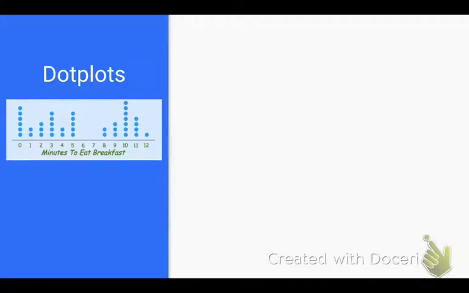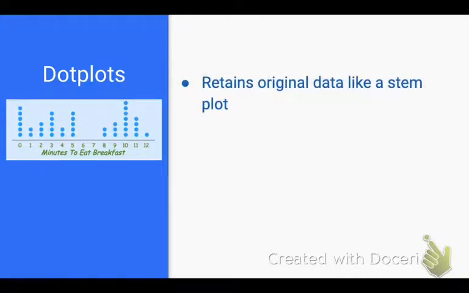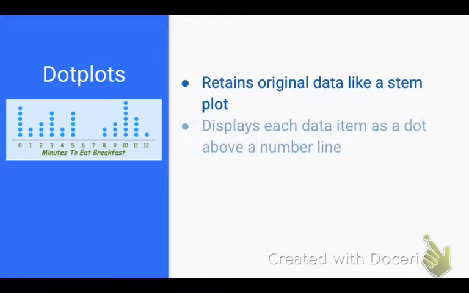The last one is a dot plot. So a dot plot is exactly what it says. We're going to put different points to represent data points in the data set. It does retain the original points like our stem and leaf plot, so we can look here and see minutes to eat breakfast, exactly how many we have in each minute category. So each data item is a dot above the number line.